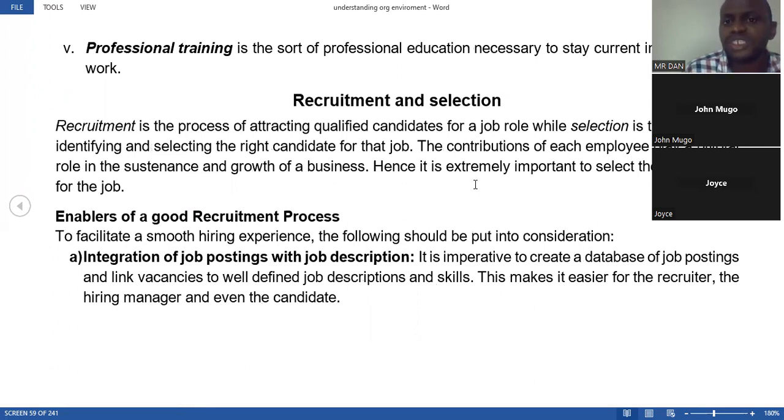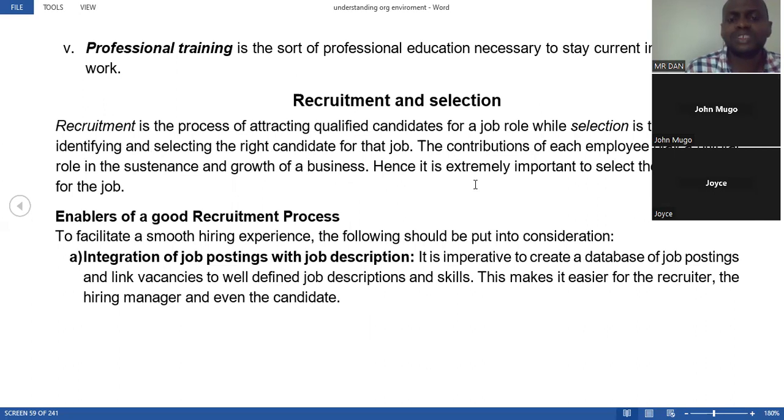Then we are talking about professional training. And professional training here, we are talking about professional education, where, for example, you are a marketer, you need to do some professional courses for you to become a good marketer. If you are in supply chain management, you are doing a professional course for you to become a better supply chain manager or procurement officer or warehouse supervisor or other activities.